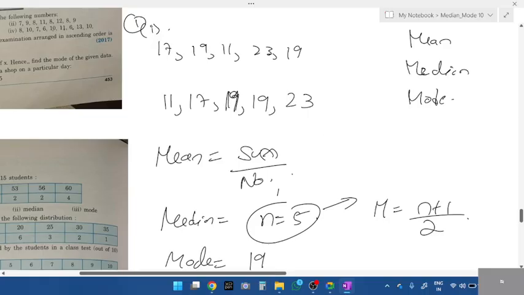Mean, will you all complete? Mean and median? Okay, even median I'll complete. Median is (5 plus 1) divided by 2, 6 divided by 2, the third term. Which is the third term, students? The third term is 19. 19 is the answer.